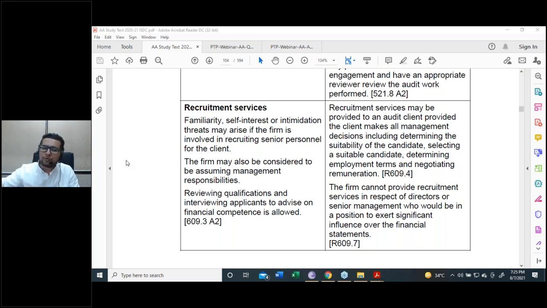Either you will be removed from the audit engagement team, but if you are a partner, the removal of the partner from the audit engagement team is not enough. So if you're a partner, you've got to dispose of the shares. Otherwise, we have to let go of the client. Is this clear? Okay.